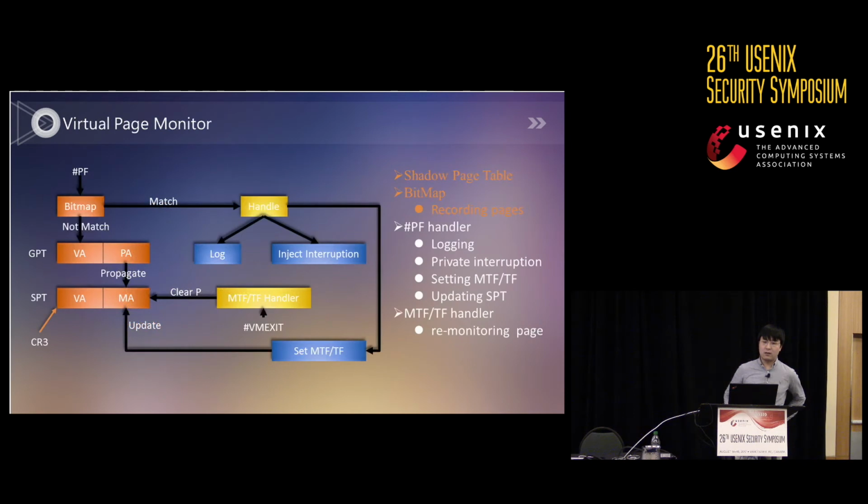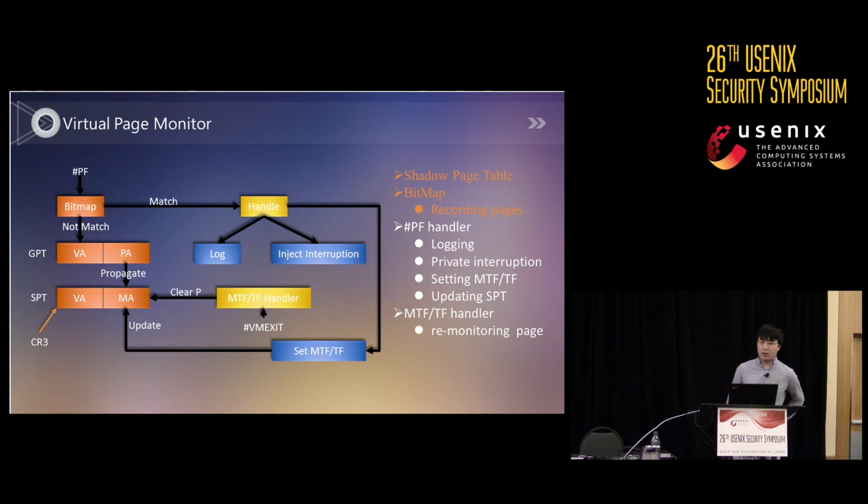The first component is the virtual page monitor. We use the shadow page table to monitor virtual memory addresses. The workflow for the virtual page monitor is shown in this figure. We adopt a sparse bitmap to trace virtual pages in process space. Each bit in the bitmap represents a virtual page.